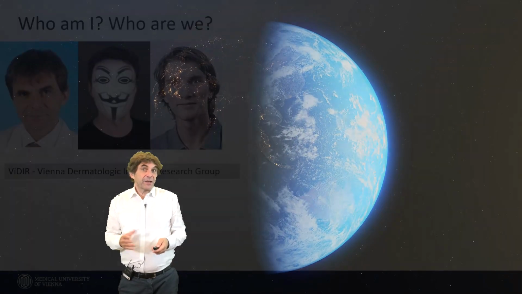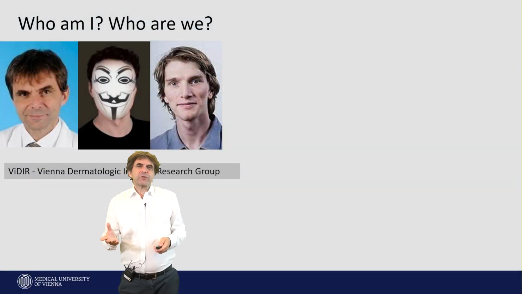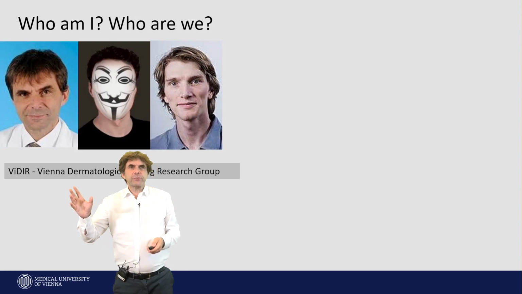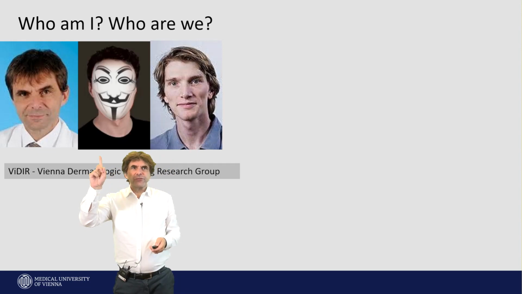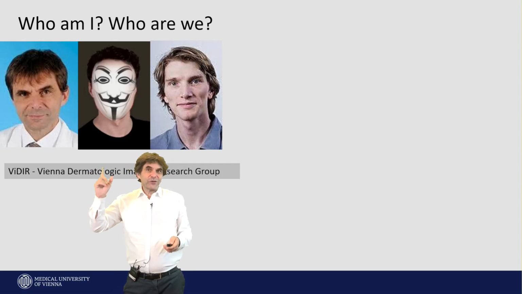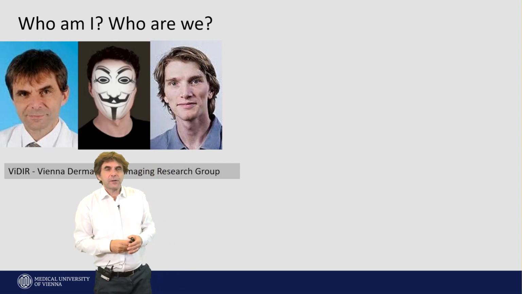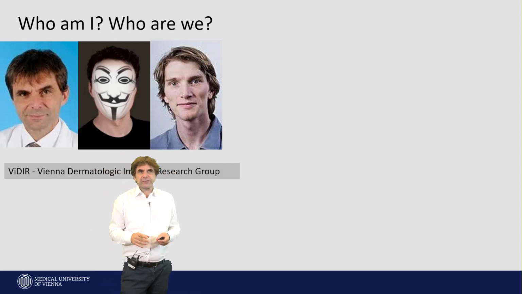Who am I, or better, who are we? My name is Harald Kittler. I'm from the Department of Dermatology at the Medical University of Vienna, Austria, and I'm a dermatologist. But I'm part of a larger group, the Vienna Dermatologic Imaging Research Group, which also consists of Philip Jandl, who doesn't want to see his portrait anymore on the internet, and Christoph Rinner, who is a data scientist.